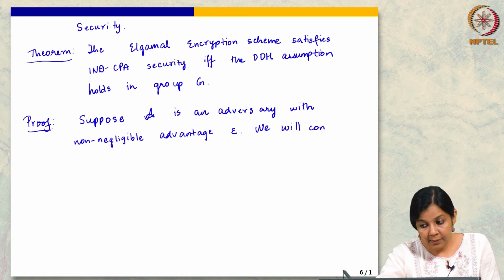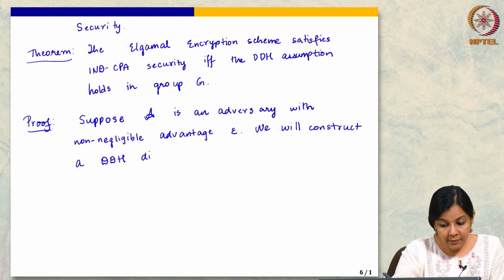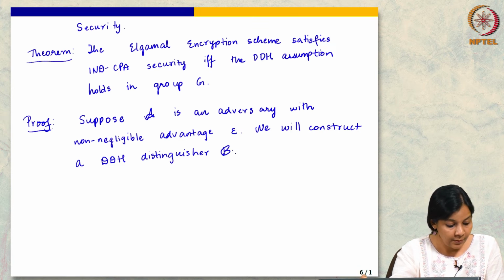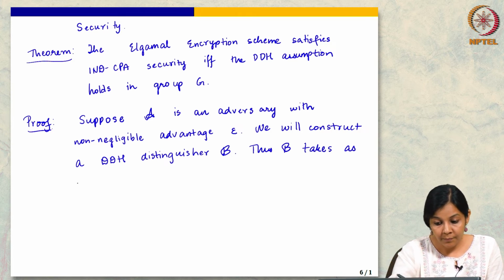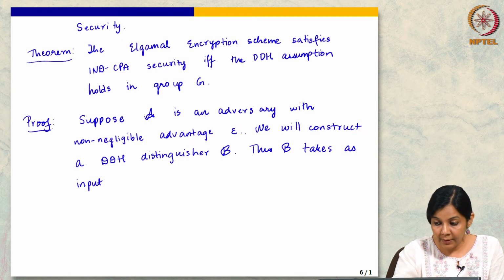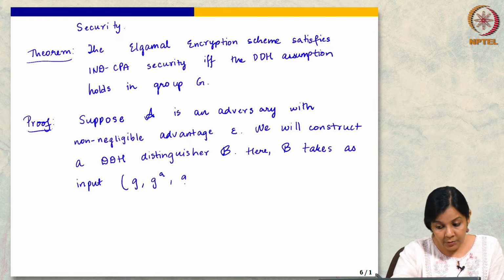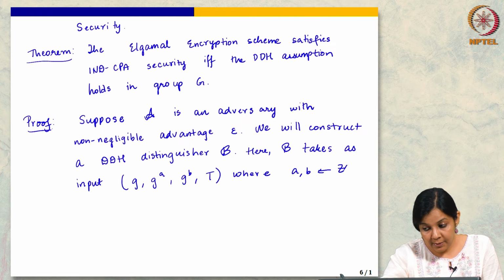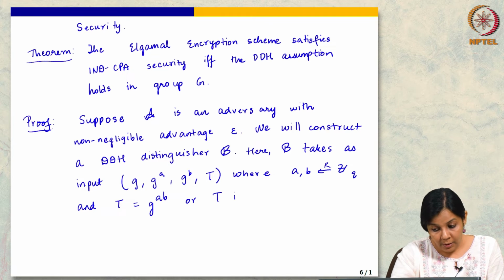We will construct a DDH distinguisher B. B takes as input G, G to the A, G to the B and T, where A and B were sampled randomly from ZQ and T is G to the AB or T is random.